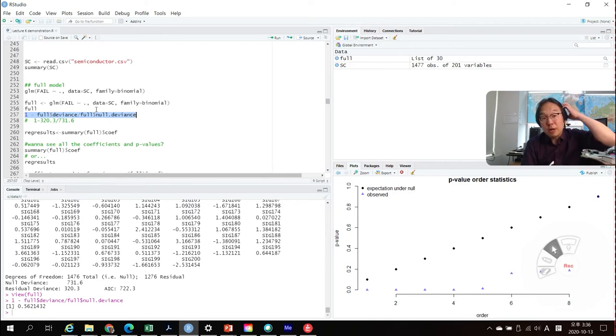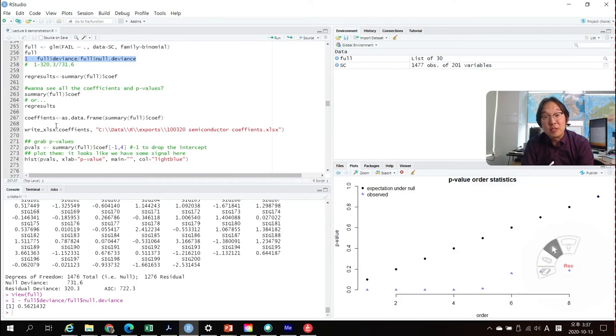Of the total variation, how much is not explained by this regression? It is kind of a residual or deviance. And then take the portion out of 100%. That's 56% explained by the regression model. Wow, the failure of semiconductor is predicted very well. 56% of it is explained by this model with all the variables over there. Wow, sounds good. But remember, that's in-sample regression.